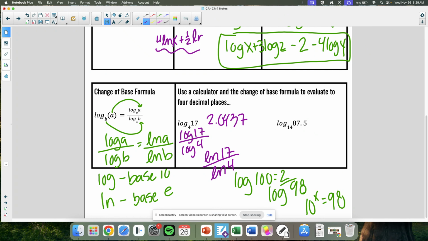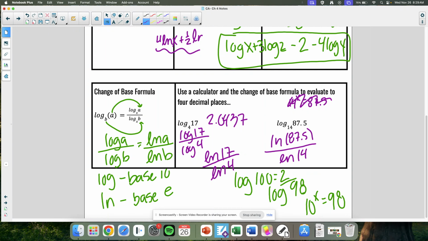This next one, we're trying to figure out 14 to some power equals 87.5. It's going to be a weird number. When you type it into your calculator, which log goes on top, the 87.5 or the 14? 87.5. So you just do ln of 87.5 divided by the ln of 14. So this is not the quotient rule or anything like that. This is its own standalone thing.